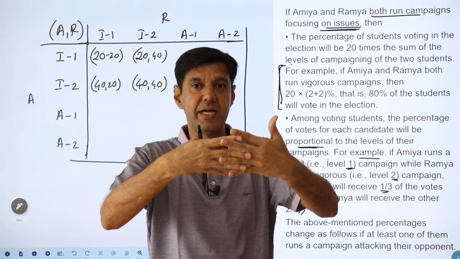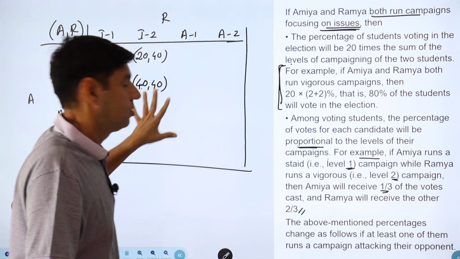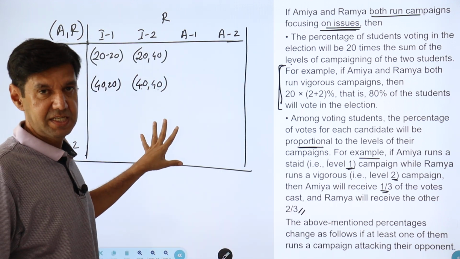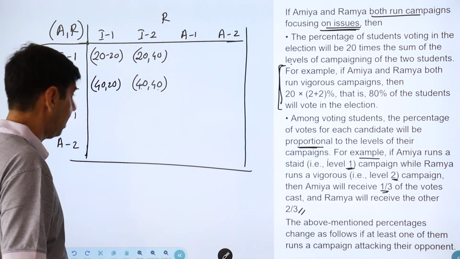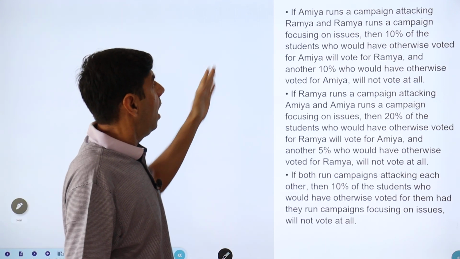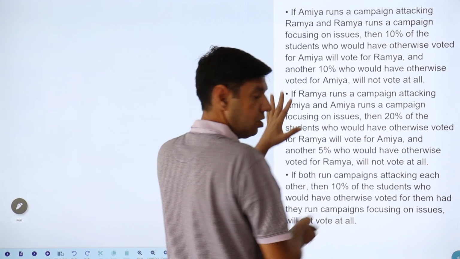Somewhere there's going to be an interaction. He chooses what, so there needs to be a grid. So this could be a decent way, but I'm going to solve it by an even better way, students. Representation wise, this runs if Amiya runs a campaign attacking and so on. So I'll come to this.